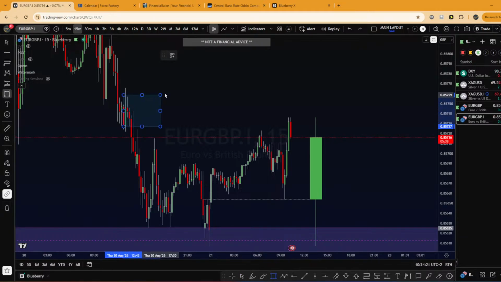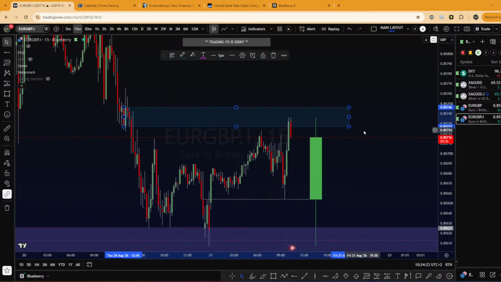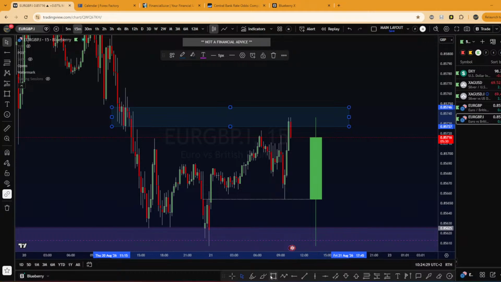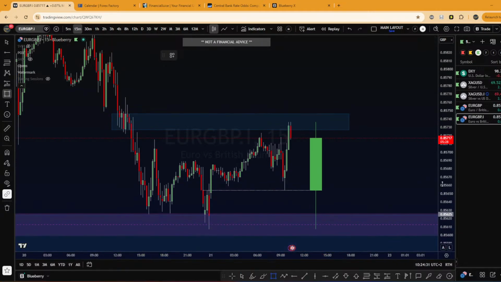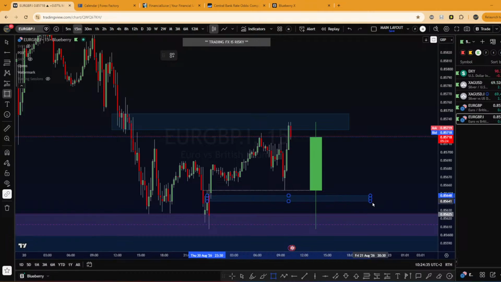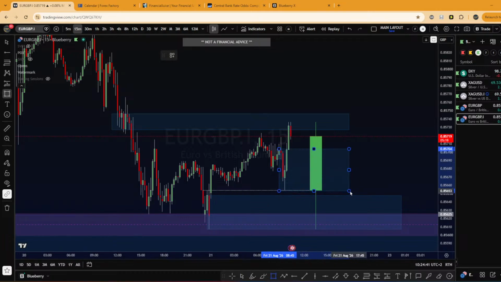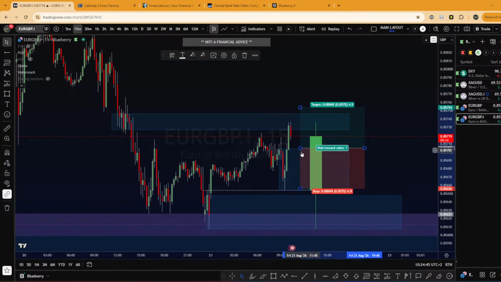Also mark up this order block. This order block is holding. See, we have some sort of demand here, another order block here. So let's see.